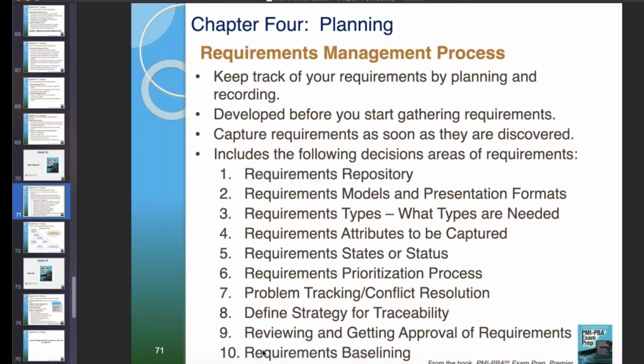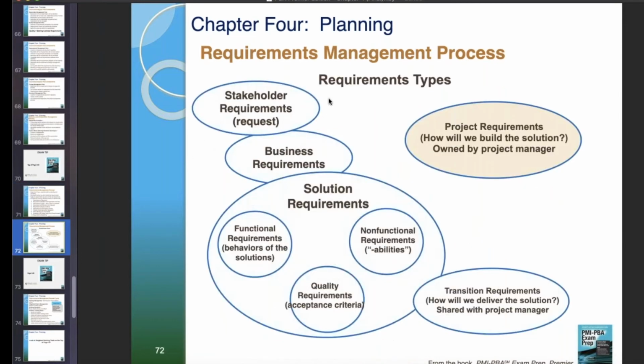And ten, requirements baselining. A baseline becomes a baseline after it has been what? Approved by senior people: sponsor, senior manager, PM, even the technical architect might need to see it. It just depends. Important stakeholders. So let's look at the requirements management process by requirements types. Stakeholder requirements vis-a-vis a request. Business requirements should be stated. Solution requirements, three separate areas: functional, non-functional, quality requirements. Quality is acceptance criteria.